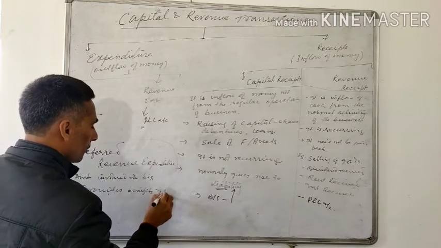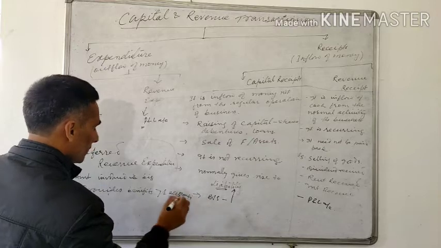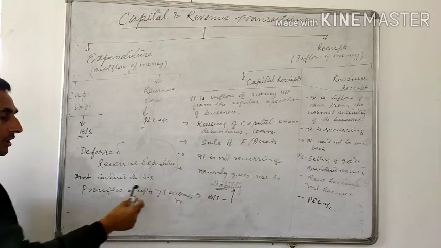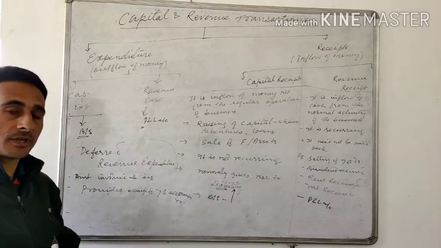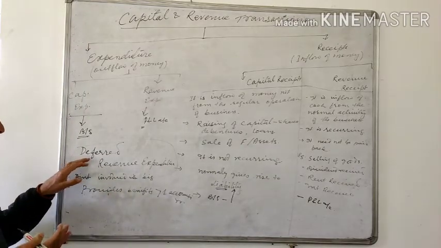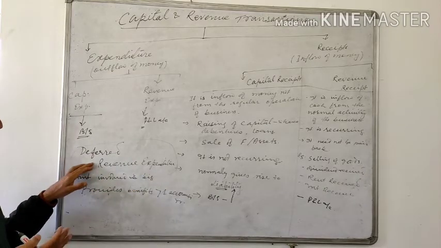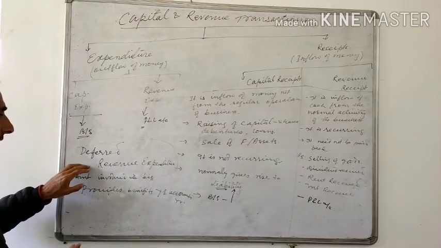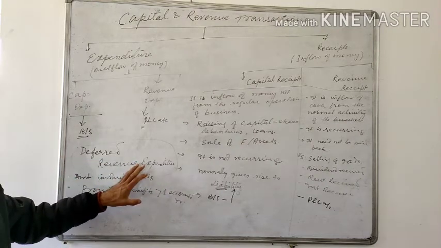provides benefit for more than one accounting year. The deferred revenue expenditure gives benefit for more than one accounting year, right? Whereas revenue expenditure provides benefit for one accounting year. So it looks like a revenue expenditure, but it is not a revenue expenditure because of these two characteristics. These kinds of expenditures are normally termed as deferred revenue expenditure.